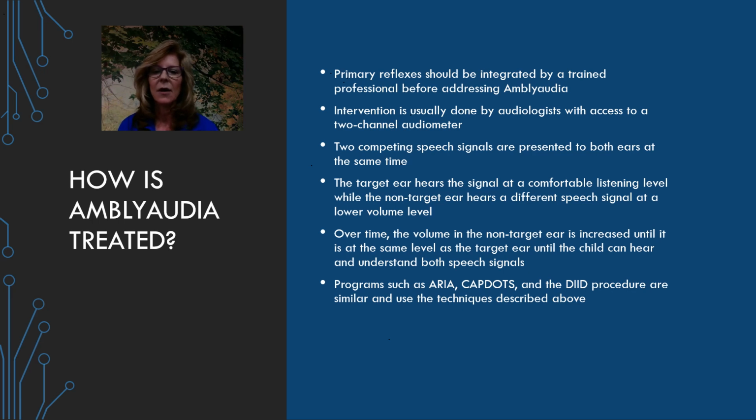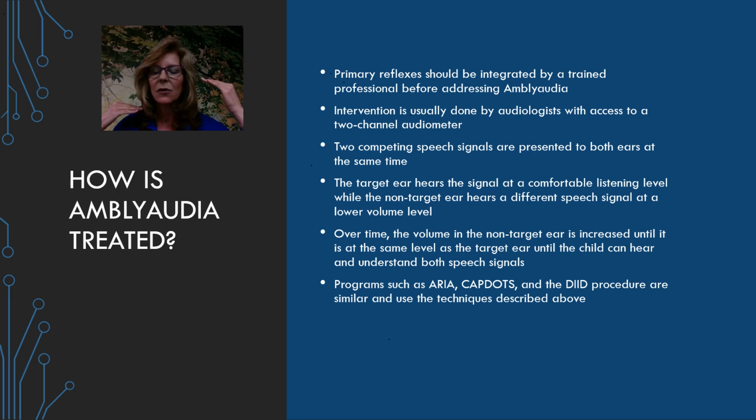And so what happens is the target ear, let's say the left ear is weak, so the left ear would be our target ear, would hear the signal at a comfortable volume or a comfortable listening level. And the non-target ear would have to be at a lower signal in order for the child to be able to hear this one over here. If they're at the same signal, the child says, no, the right ear is louder, I can't hear the left side, so I have to turn this signal down.